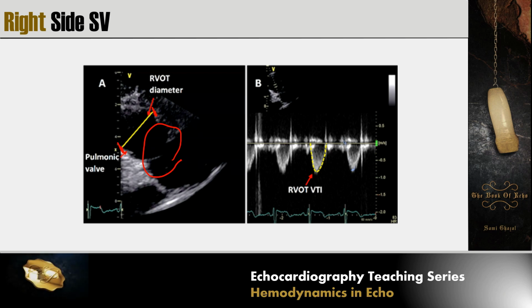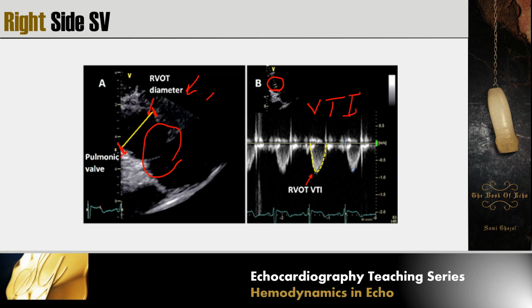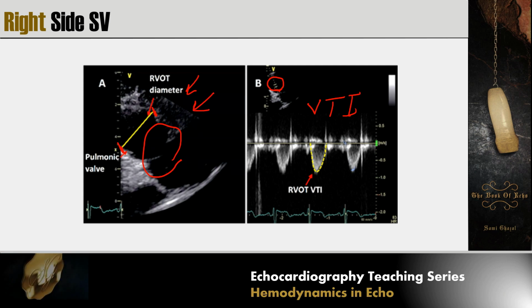So we measure this RVOT diameter, and at the same location where we measure this RVOT diameter, we put our sample volume. It has to be almost at the exact location to have an accurate measurement, and then we get the VTI here. So again, assuming a circular shape, we can utilize the area of a circle equation, and we can get the volume or the stroke volume across the RVOT.